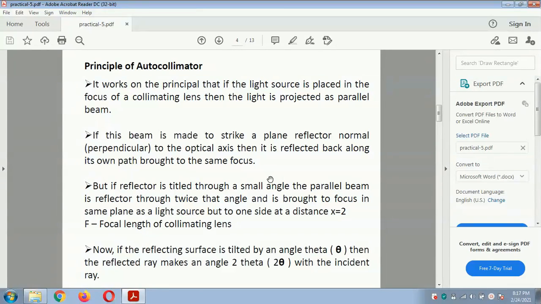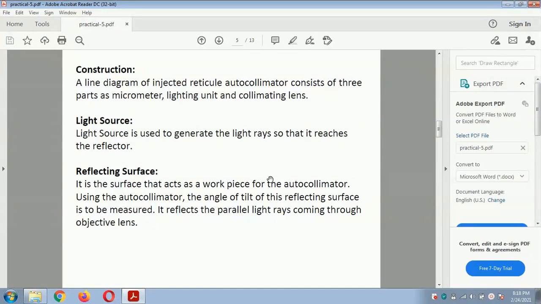But if the reflector is tilted, then the reflector turns the beam of light through twice that angle and brings it to focus in the same plane, where x is equal to 2θf and f is the focal length of the collimator. That means if the tilt angle is θ, then the reflected ray makes an angle of 2θ with the incident ray.